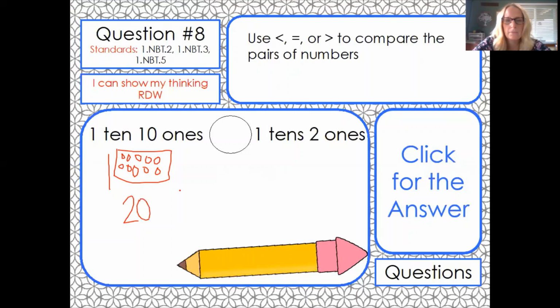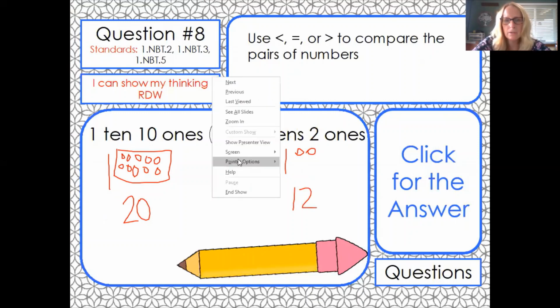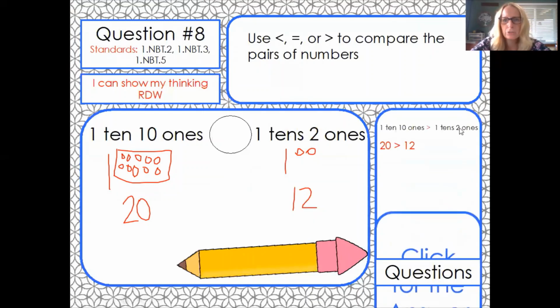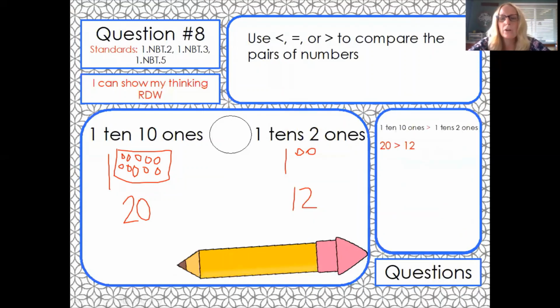10, 20. Now I have the number 1 ten. There it is. 2 ones. 1, 2. When I'm counting this, I say 10, 11, 12. That's my number 12. So if you have 20 and you have 12, which is the bigger number? Well, you should have put in the greater than symbol eating up that 20 because it likes to eat the bigger number, and 20 is bigger than 12.